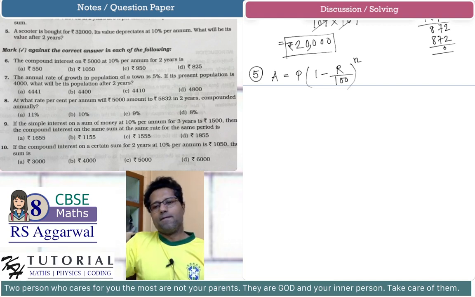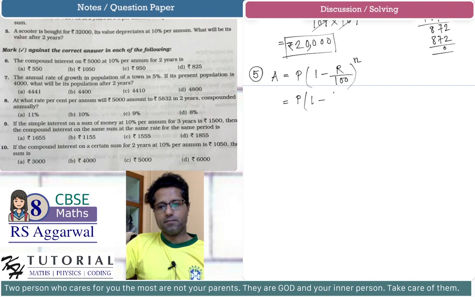So a scooter is bought for 32,000. So definitely P, that is the initial value, is 32,000. Now what is R? R is given to be 10 by 100, and it is asking what will be the value after 2 years, so n is 2. So this is equal to P multiplied by (1 minus 10 by 100), which is 9 by 10, squared.